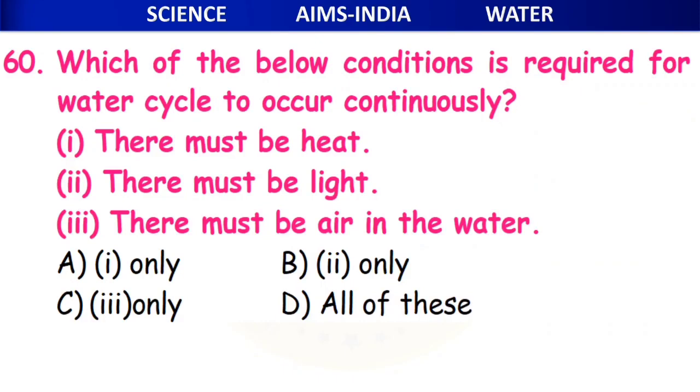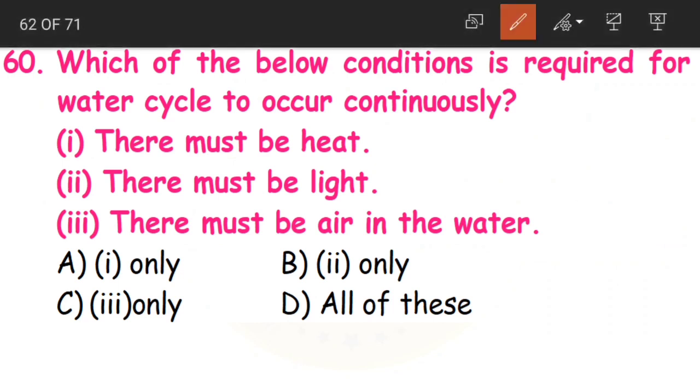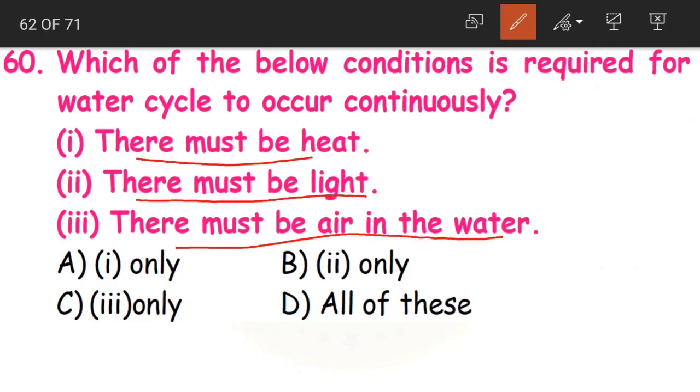Now the 60th question: which of the below conditions is required for the water cycle to occur continuously? You have 3 conditions here in the options. Either there must be heat, or there must be light, or there must be air in water. So which one is correct children? Yes, the first one, that is there must be heat. Only the first option. A is the correct answer.